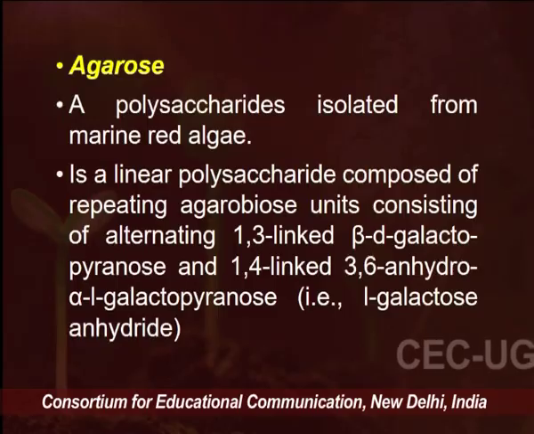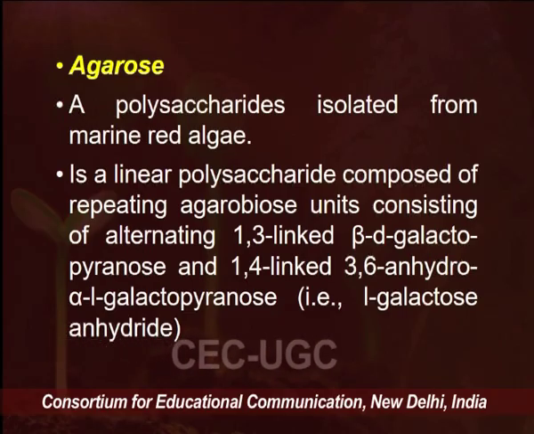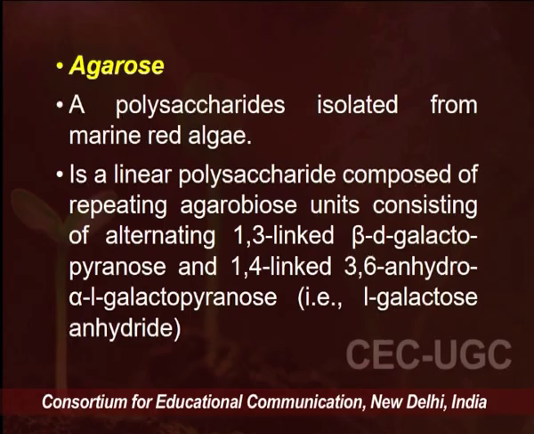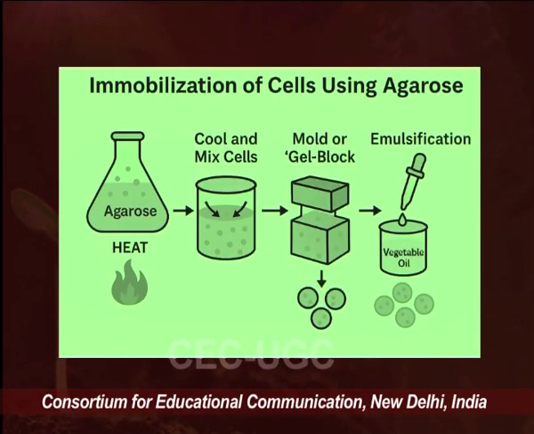Another natural polymer is agarose, which we know is nothing but a purified constituent of agar. It is a linear polysaccharide composed of repeating agarobiose units consisting of alternating 1,3 linked beta D galactopyranose and 1,4 linked 3,6 anhydrogalactopyranose units. Now again, the process is almost similar, except the agarobiose or agar has to be heated in order to keep it in solution form.